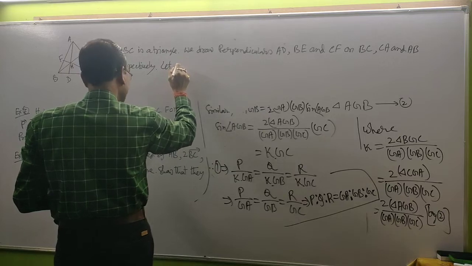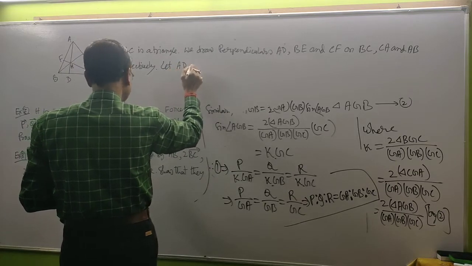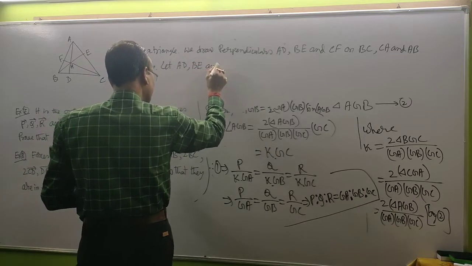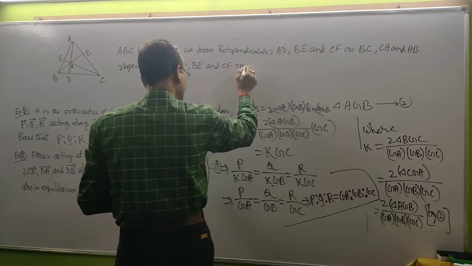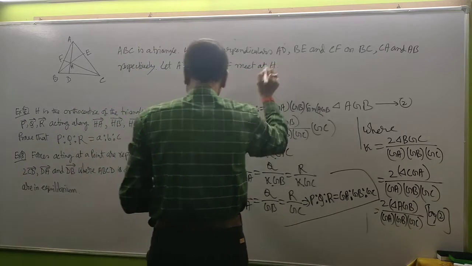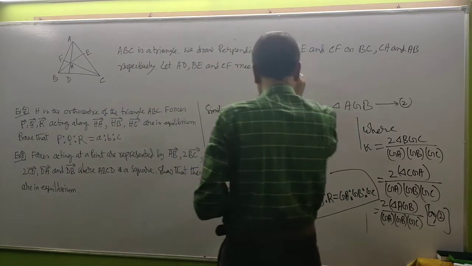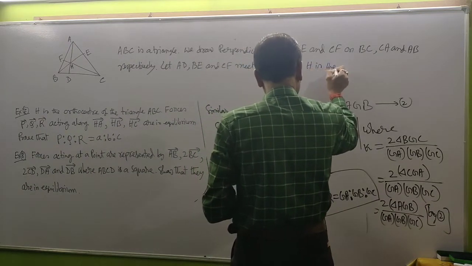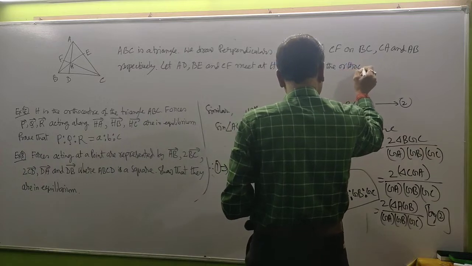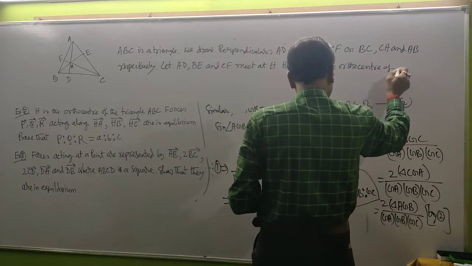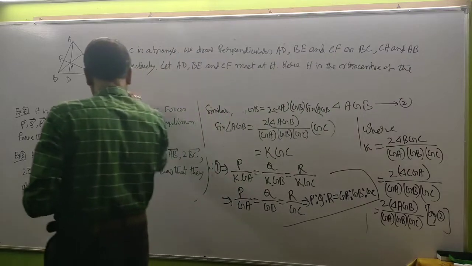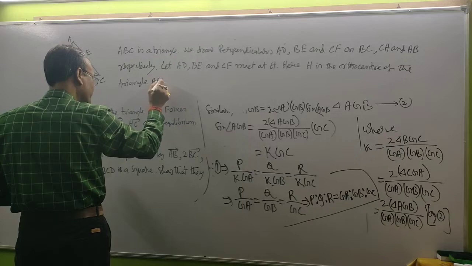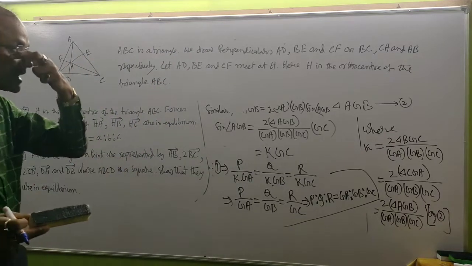Let AD, BE and CF meet at H. Therefore, by definition, H is the orthocenter of the triangle ABC.